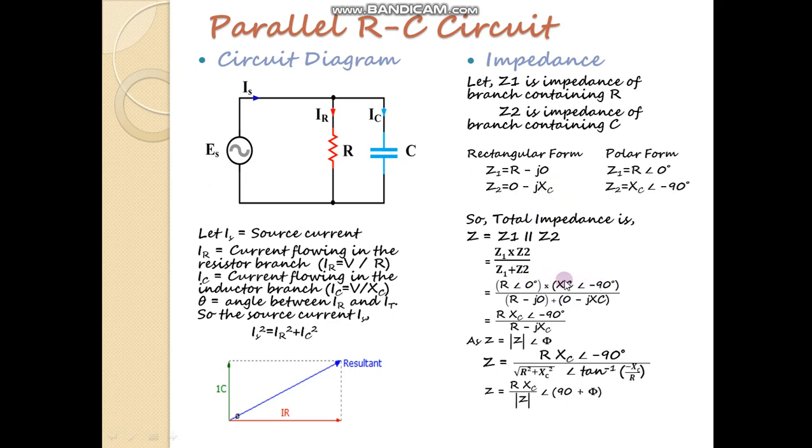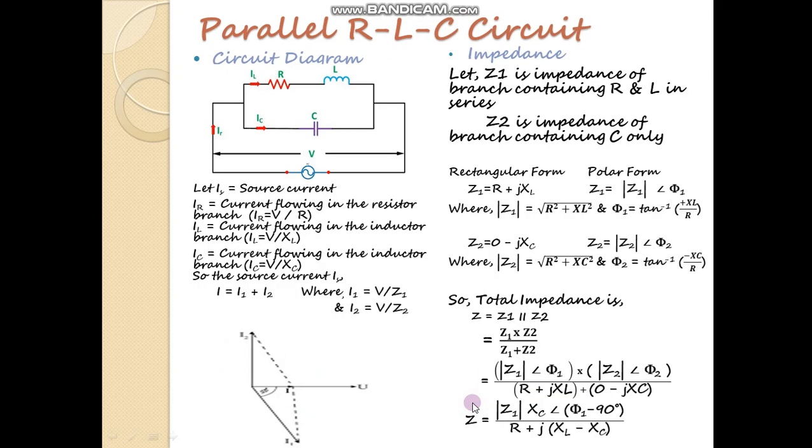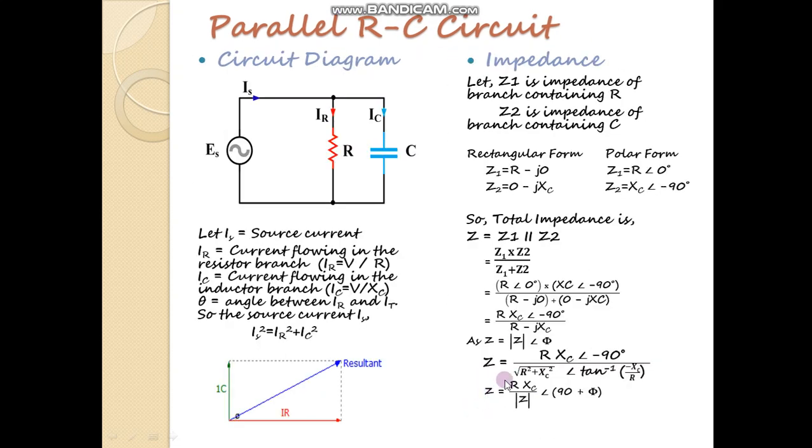Then after doing the operations of multiplication and addition, we will get R into XC at an angle minus 90, divided by R minus jXC. Here we will put the magnitude of Z and we will get the final expression for the impedance of the RC parallel circuit as Z equals R XC upon mod of Z at an angle 90 plus phi.